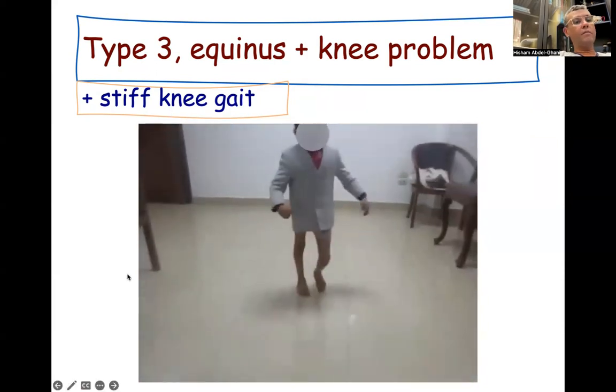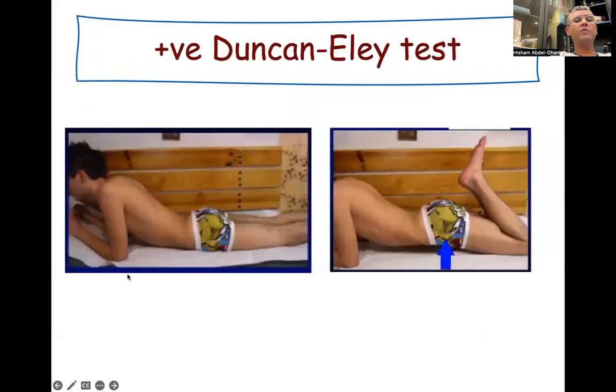In the majority of these patients, the cause is rectus femoris overactivity or rectus femoris shortening, and we can diagnose this by doing the Duncan-Ely test, by putting the child prone and then doing flexion of the knee.